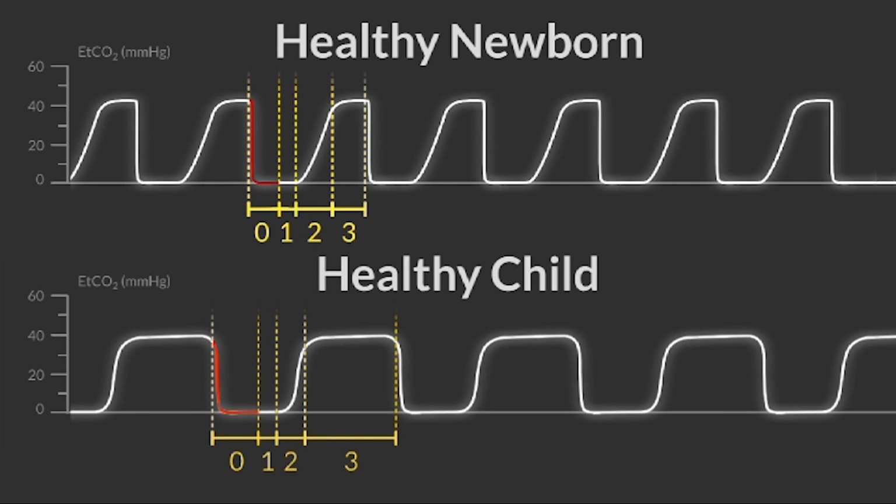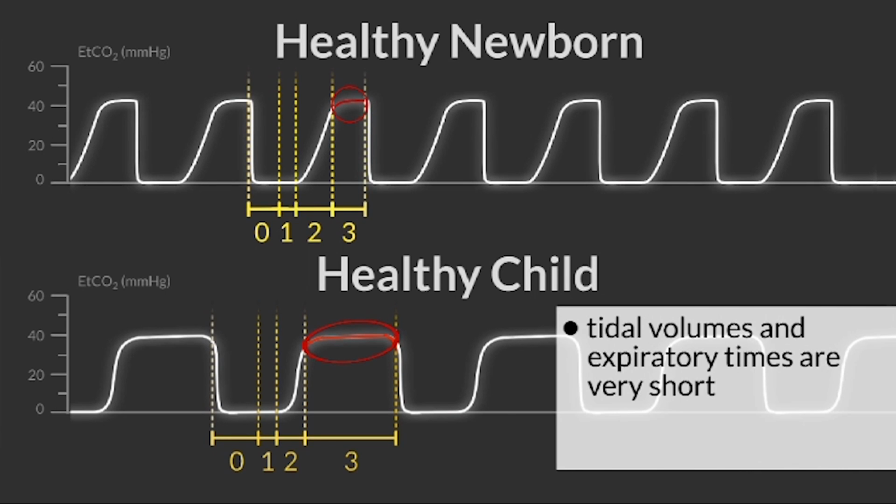You can see here that during inspiration there's no CO2. Phase 1 begins with no CO2, and then we see the characteristic sharp rise in CO2 as we begin to exhale. But then as we come to the plateau phase, it's either very short or probably non-existent. This is in contrast to the normal CO2 of an adult or larger pediatric patient, and occurs because the tidal volumes and expiratory times are very short, and the respiratory rates are fairly high in this patient.